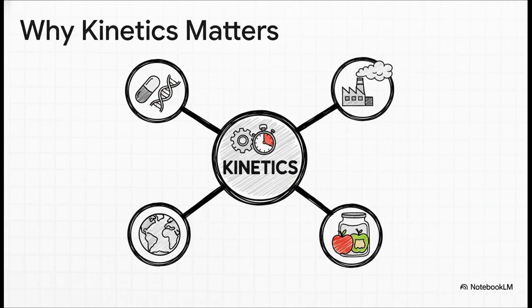They can design medicines that hit very specific pathways in the body. They can develop catalysts to make manufacturing way faster and more efficient. They can predict environmental changes or even just figure out how to keep food from spoiling. It all boils down to controlling the speed of a story that's happening on a scale we can't even see.